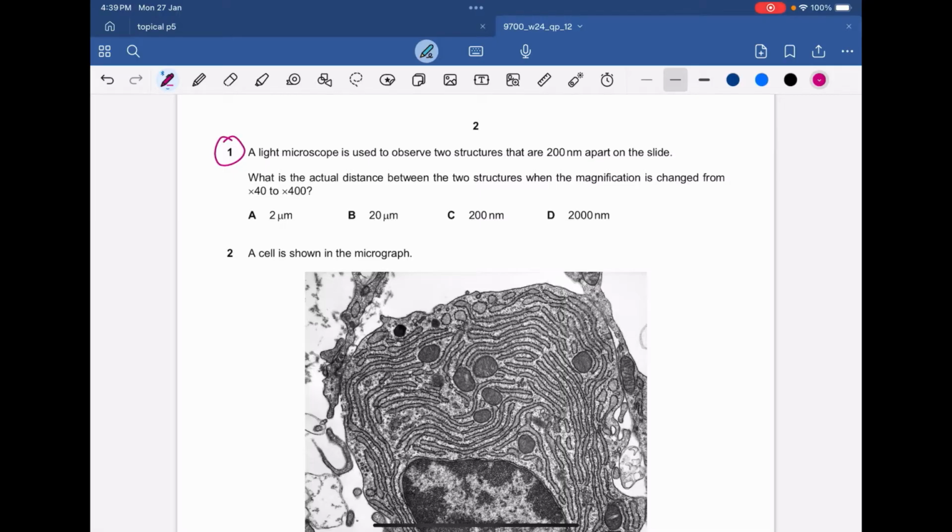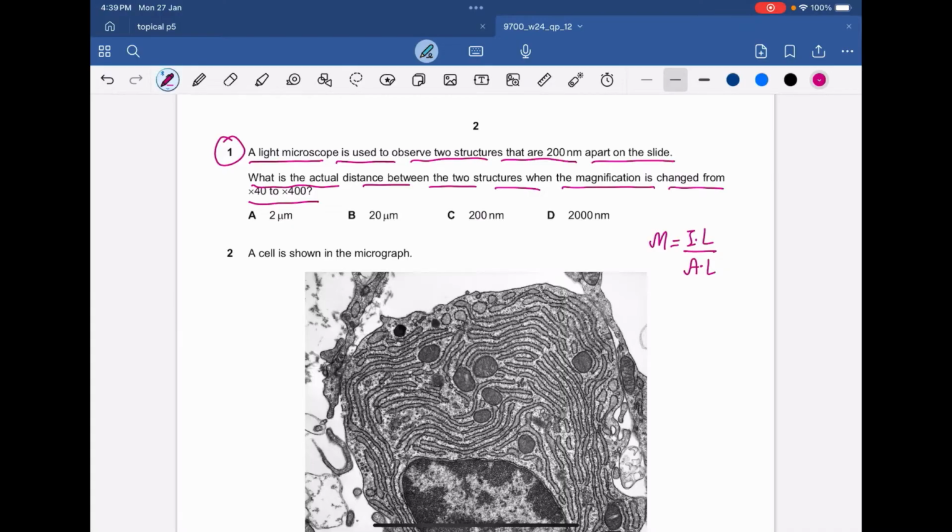Question number 1 says that a light microscope is used to observe two structures that are 200 nanometers apart on the slide. What is the actual distance between the two structures when the magnification is changed from ×40 to ×400? Now, for magnification we have the formula: image length divided by the actual length.